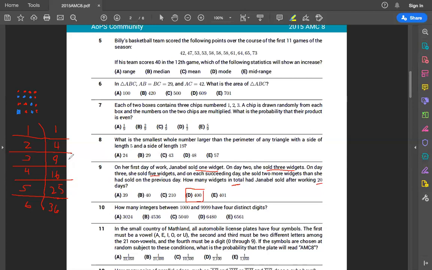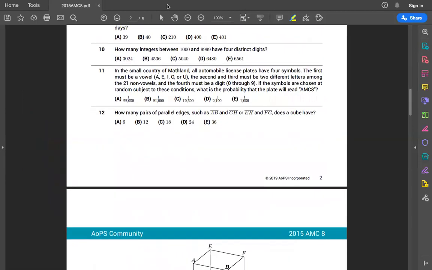Okay, yeah, so 9 widgets total and 5 widgets on that day. Hope that makes sense. All right, let's go on to the next question. Just pull this up.